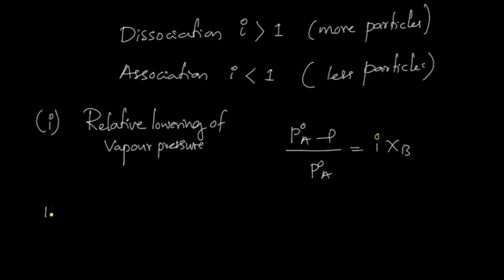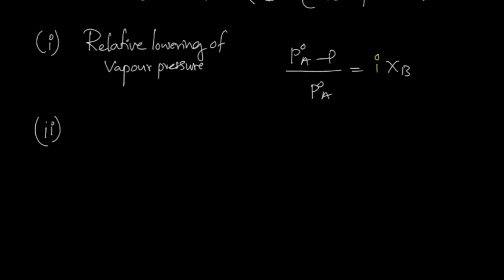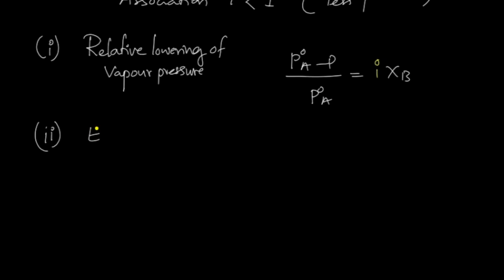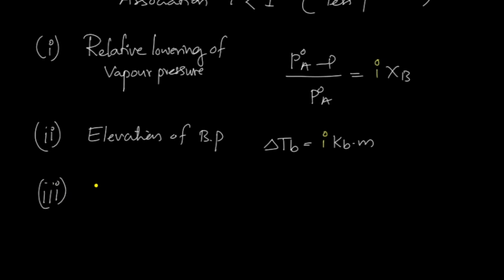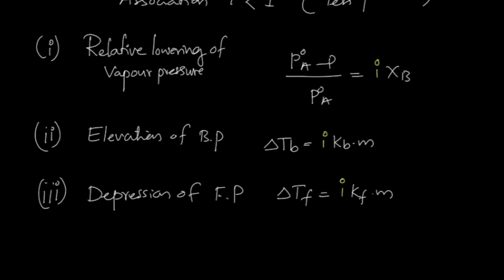Now the second one is elevation of boiling point. The formula is delta T_B equals i K_b into molality. Next, the third one is depression of freezing point, given as delta T_F equals i K_f into m, where m is the molality of the solution.